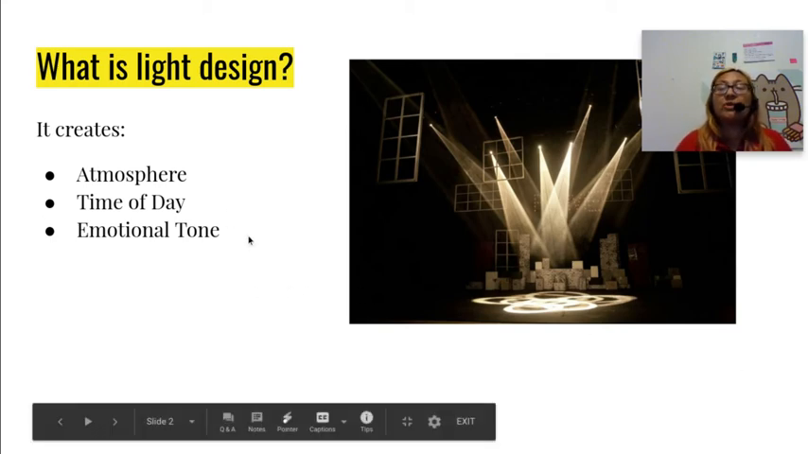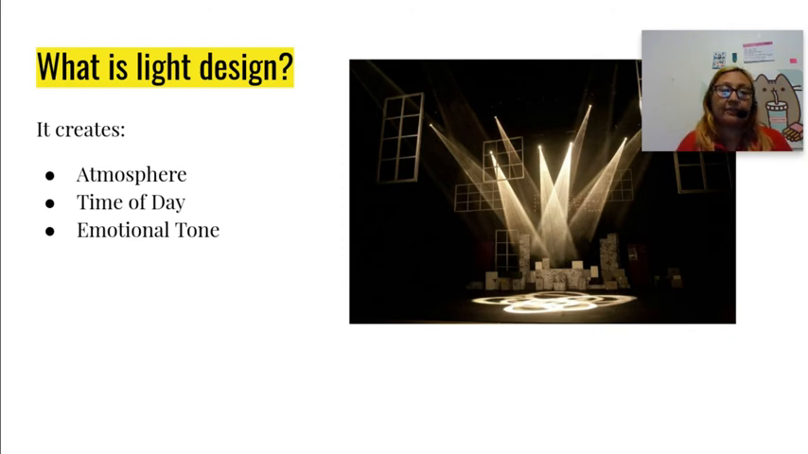And you can also create the emotional tone. So for example, if you have a scary scene, you can make the lights all red. If you have a scene that's supposed to be, let's see, excited, you could possibly have lighter colors to show that the mood, or the emotional tone, is that you're happy and excited.